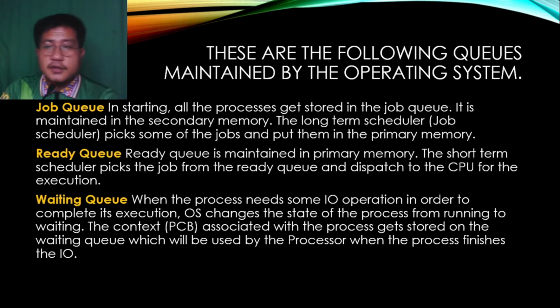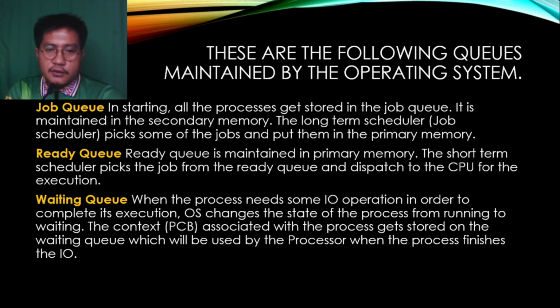So these are the following queues maintained by the operating system. First is the job queue. In the starting, all the processes get stored in the job queue. It is maintained in the secondary memory. The long-term scheduler or the job scheduler picks some of the jobs and puts them in the primary memory. So the long-term scheduler will select from these new jobs in the queue and put them into the main memory for execution.